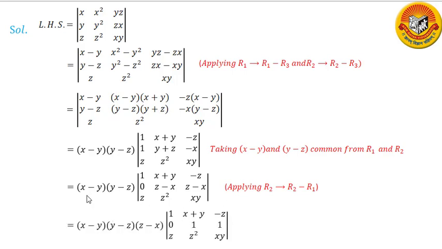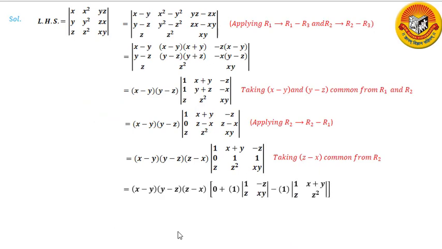Now X minus Y, Y minus Z, and from this second row, I can take Z minus X common, and in the determinant I have 1, X plus Y minus Z, 0, 1, 1, and Z, Z square, XY. So now I can expand this whole determinant along the second row as I am getting 1, 0 here. So how do we expand? We write this term as it is, 0. So I will write only 0.